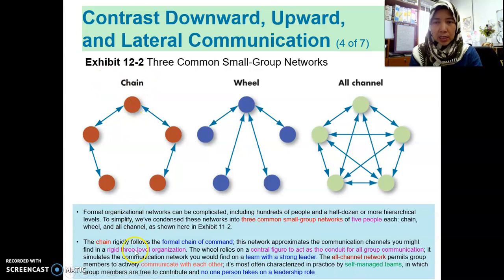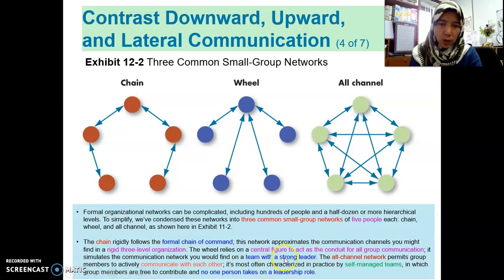The chain rigidly follows the formal chain of command. This is very rigid. You can see the interaction is just from here to here, but this one cannot interact with these ones. And the wheel relies on a central figure, as you can see here, to act as the conduit for all communications. You will find this on a team with a strong leader. In a team with strong leaders, normally this kind of communication group in the form of a wheel is more obvious.